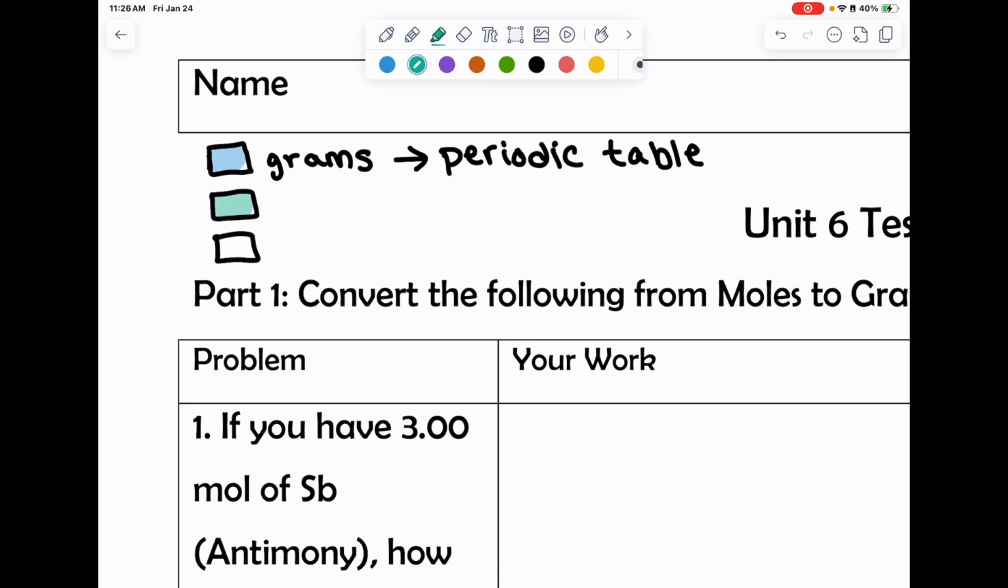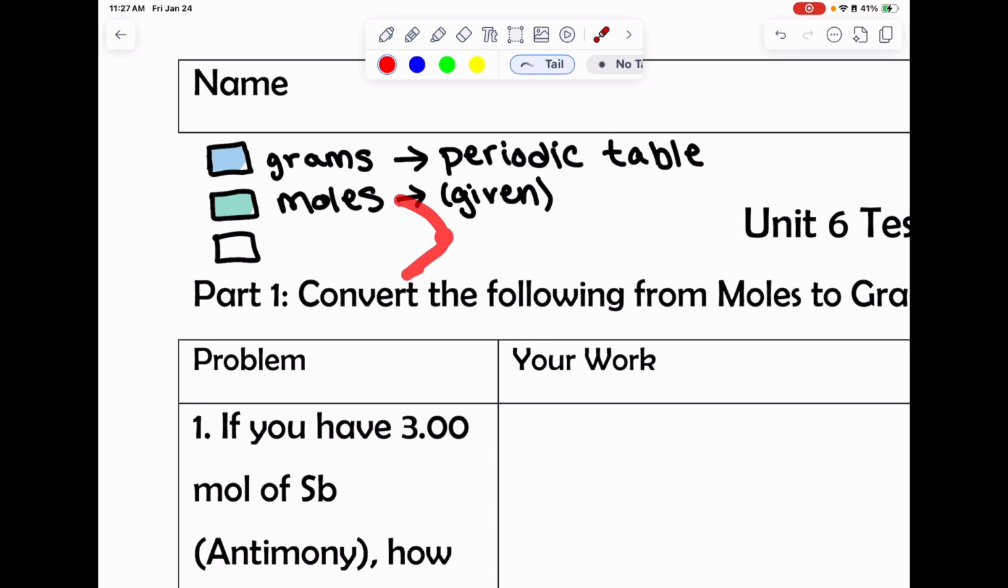Next, I'm going to do green, and green is going to stand for moles. So, moles is a middle ground. Most of the time, this is what you're given or what we need to find. And we can usually find it using the grams from the periodic table. That would be our molar mass.